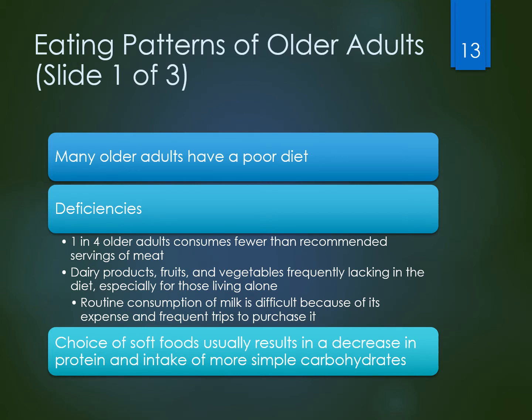So many older adults have a pretty poor diet. And so 1 in 4 older adults consume fewer than the recommended servings of meat. Dairy products, fruits, and vegetables frequently are lacking in their diet, especially for those living alone. The routine consumption of milk is difficult because of its expense and the frequent trips to purchase it.